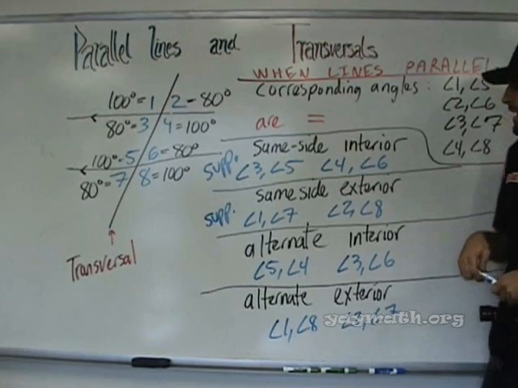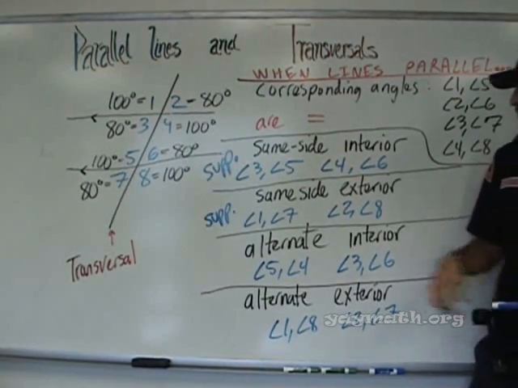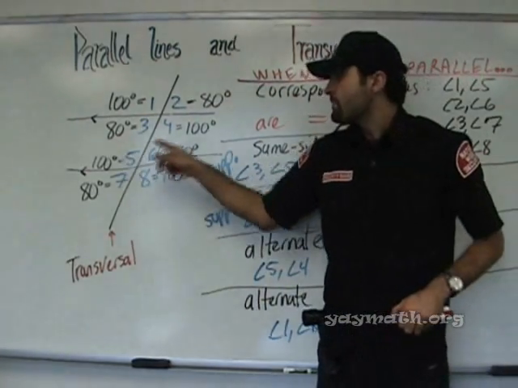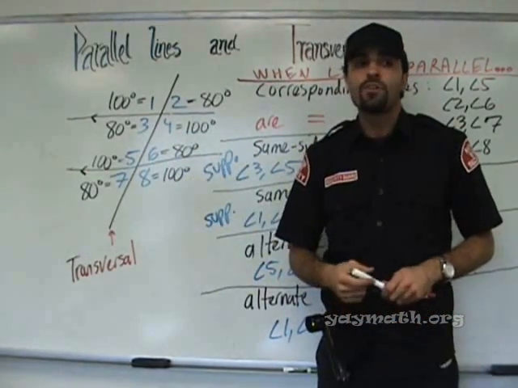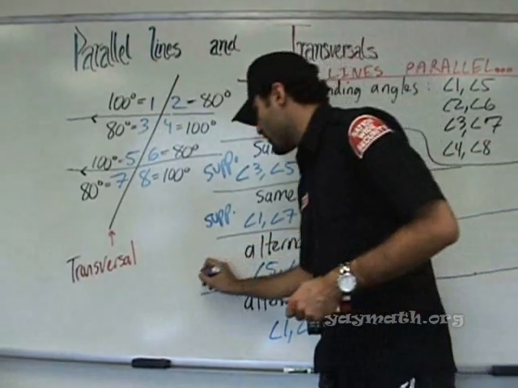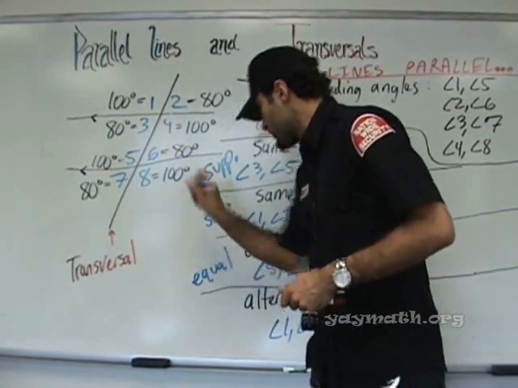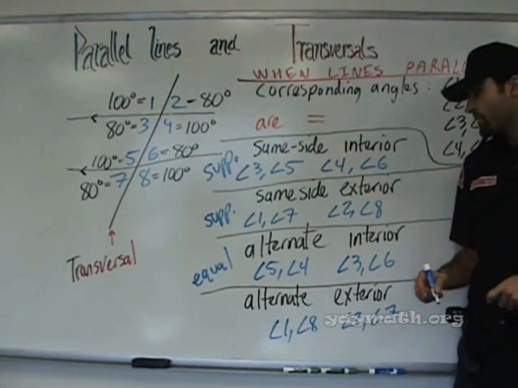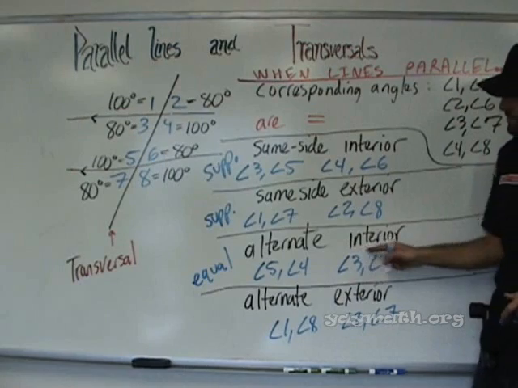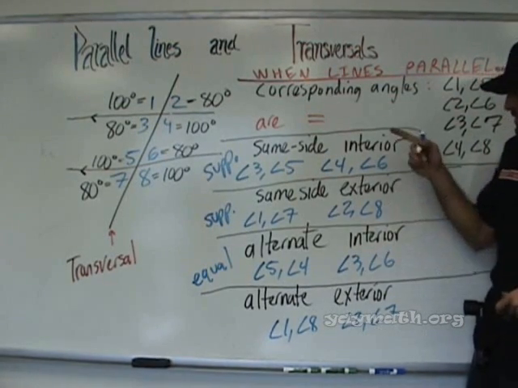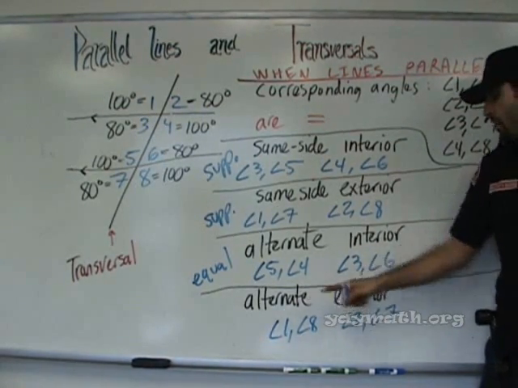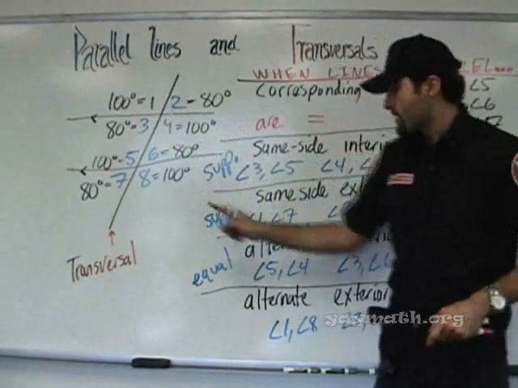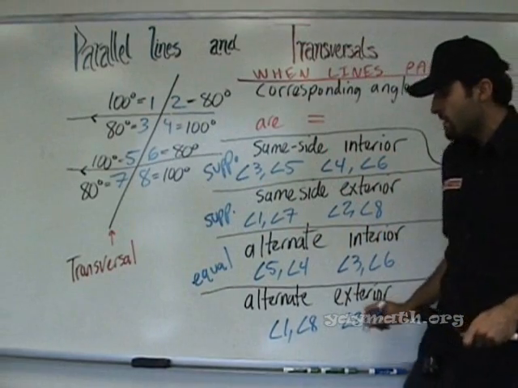Okay? Next, alternate interior, 5 and 4. Are they equal? Yes, equal. Alternate exterior. And also, of course, 3 and 6, same thing, are equal. As you can see, 3 and 6. Now back to here. Alternate exterior, 1 and 8. They're equal. So alternate exterior angles are equal.